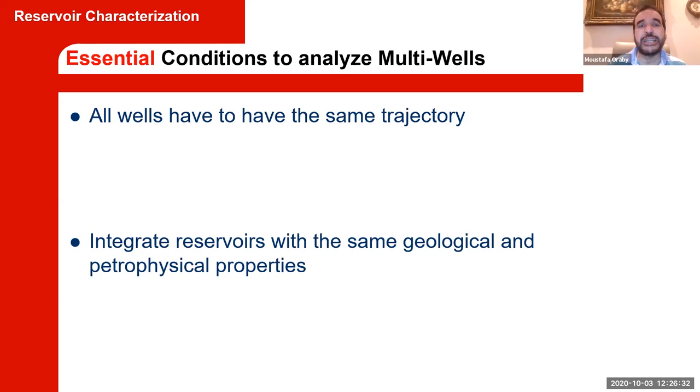Second, you have to compare the same animals together. I cannot compare apple to orange. That doesn't work. So you have to standardize this. Before you do anything in reservoir characterization, you have to remove all the variability to make your evaluation proper. Until you do this, your evaluation has no meaning whatsoever. So first one, all wells have to have the same trajectory.